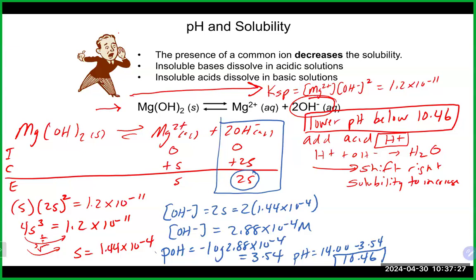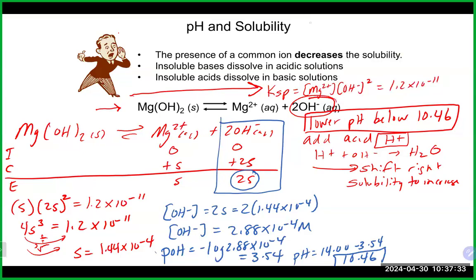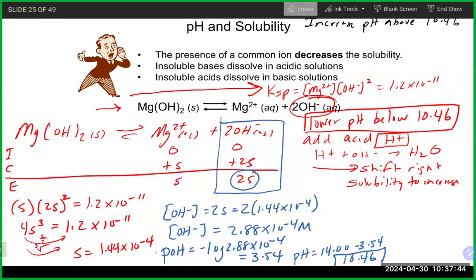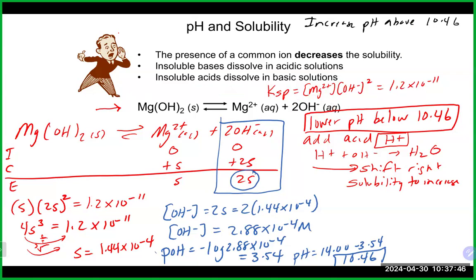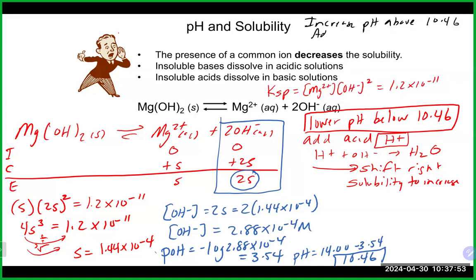Now, let's say we had sort of the opposite and I decided that I wanted to increase the pH above 10.46. So if I wanted to increase the pH above 10.46, I'm most likely going to add a base, right? And when I add a base, that's basically adding more hydroxide.